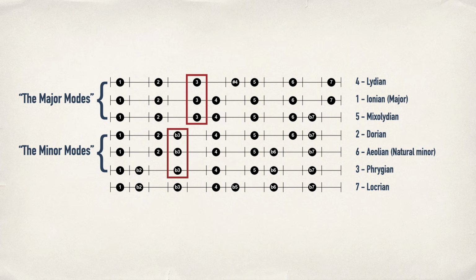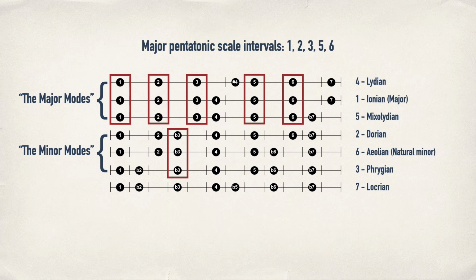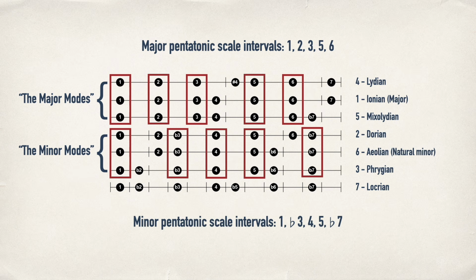The major modes have 5 notes in common, and it turns out that those notes make up the major pentatonic scale. This scale contains a natural 2nd, 3rd, 5th, and 6th. The 7th note in these modes can either be natural or flattened, and the 4th note can either be natural or raised.